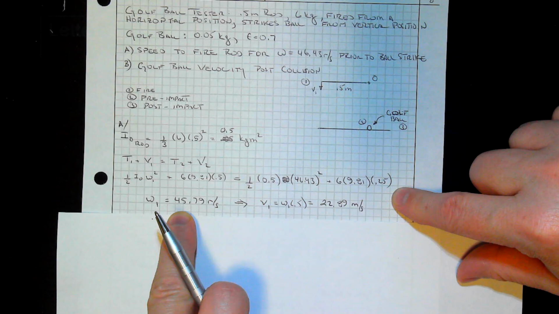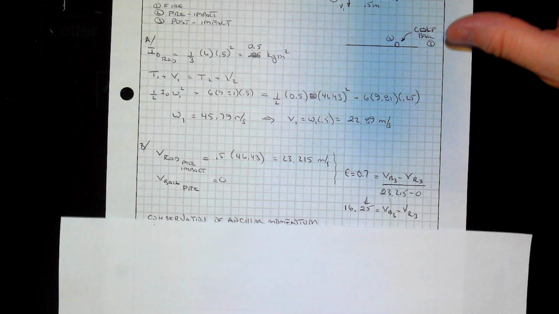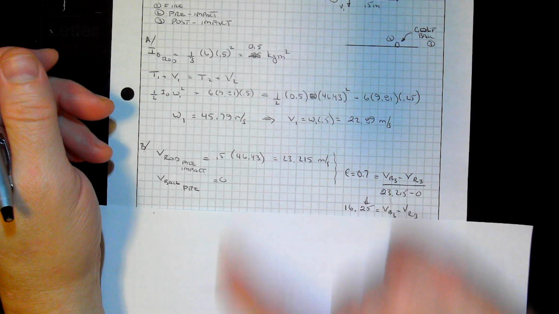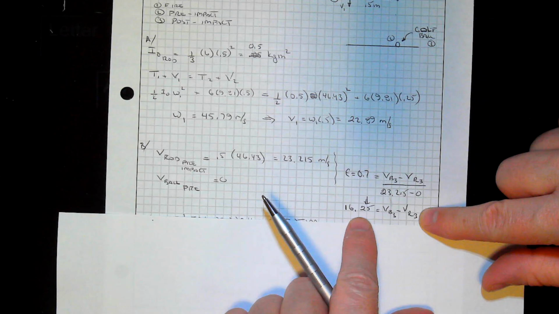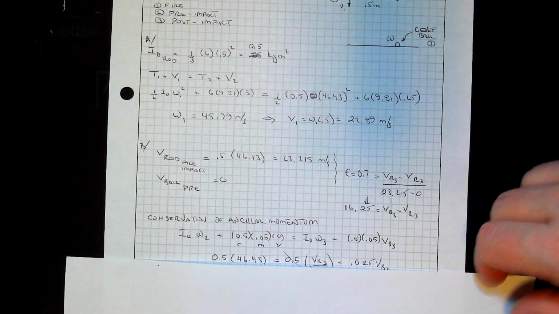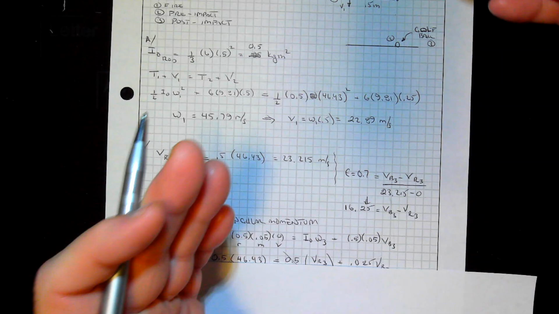We have a coefficient of restitution here, so we've got some impact. We're going to be using momentum. And so the problem is A, find the speed to fire the rod where omega, just prior to impact, so this is omega at state 2, is 46.43. So omega down here, we're given. So we need to find what is V here to get the omega we want down there. All right? And then what is the golf ball velocity post-collision or post-impact?